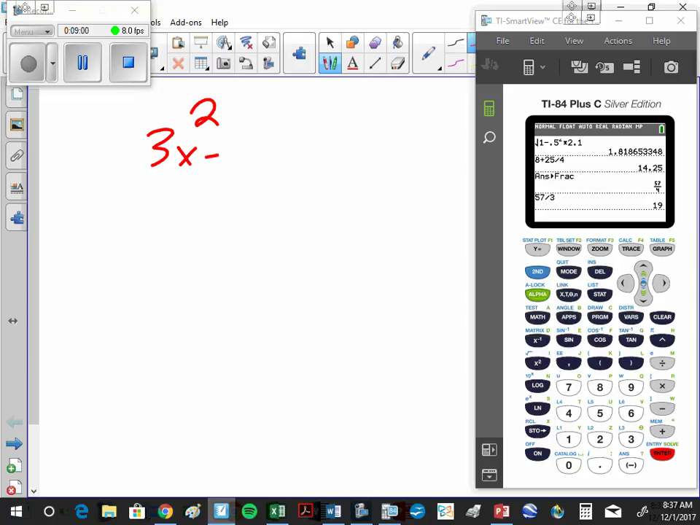3x squared minus 9x plus 4 equals, oh, we better do minus 4. Minus 4 equals 8. Can I divide out the 3? Not yet. But I still have to move the 4 to the other side. And then hopefully I can divide out the 3. If not, I can't solve this.